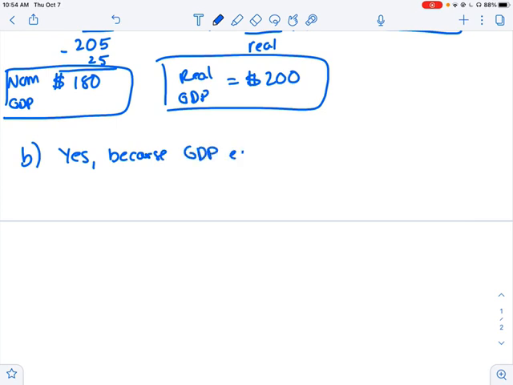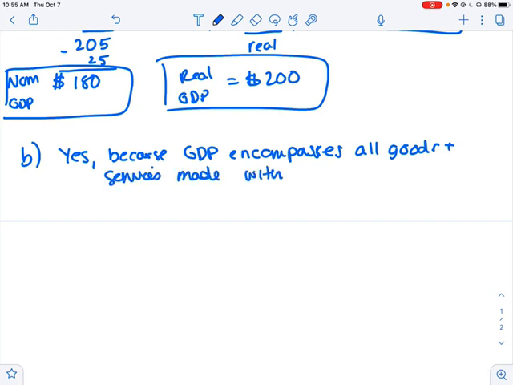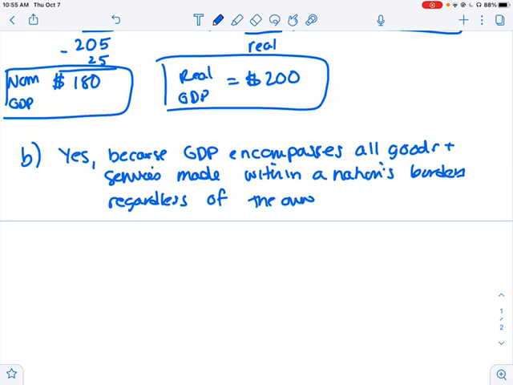GDP encompasses, you could say this a variety of ways, but this is how I'm going to say it today, encompasses all goods and services made within a nation's borders, regardless of the owner's native nation. Or home nation, I guess you could say.